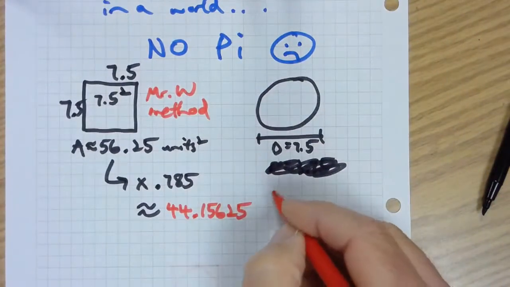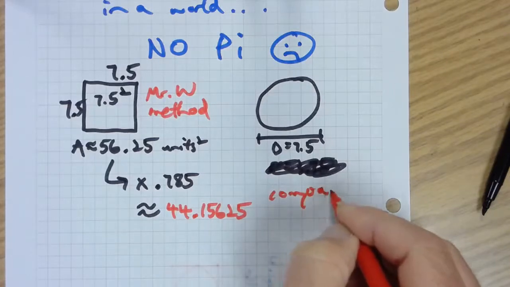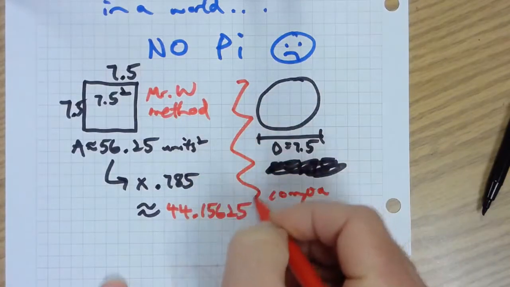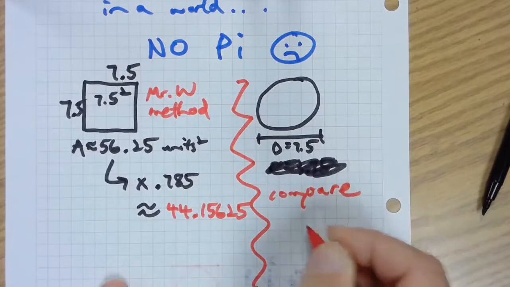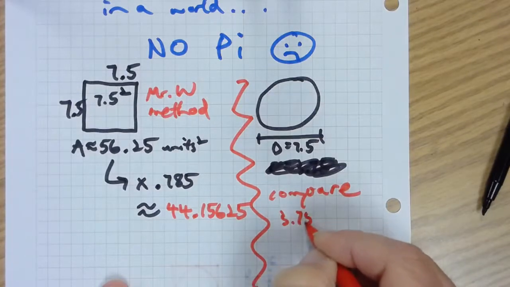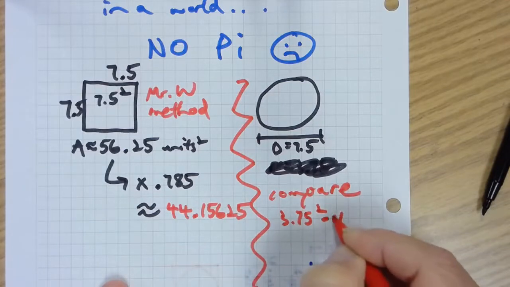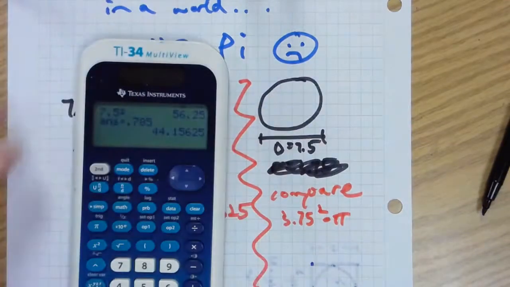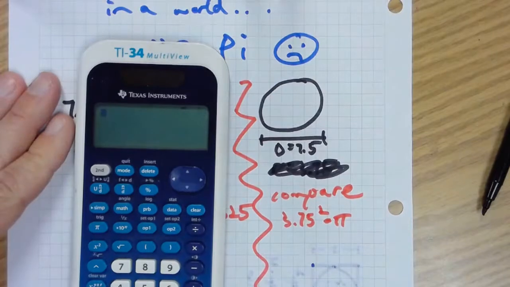Let's compare. We're going to compare to the world with pi. So we're going to go r squared times pi. Okay. Ultimately, we want to compare our theory to the reality, and then if we can trust it, we can use it.